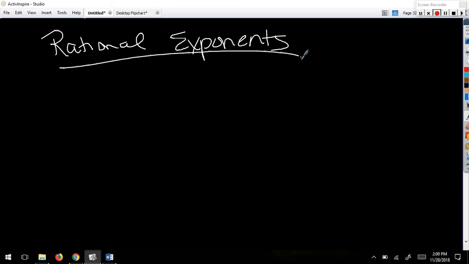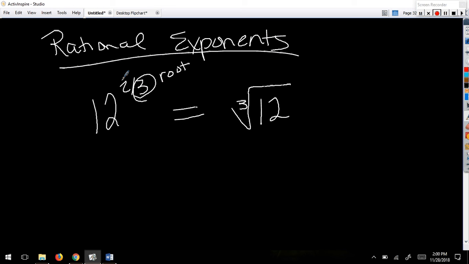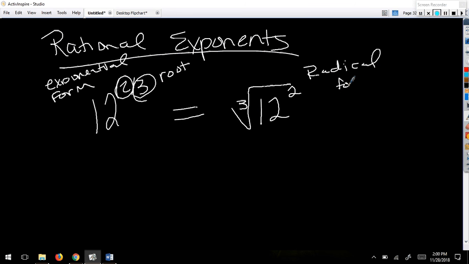All right, I'm going to show you. Let's say I have 12 to the 2/3. We can change this to a radical, and here's how we do it. We take the number on the bottom, and that becomes the root. So it would be the third root of 12, and this stays my exponent. This is called exponential form. This is called radical form. You have to be able to go from one to the other seamlessly to be successful in this chapter.